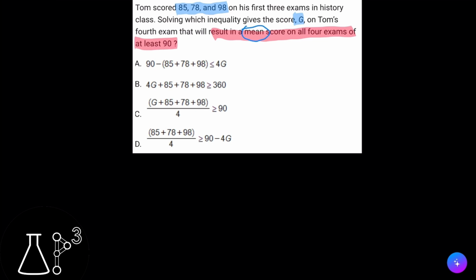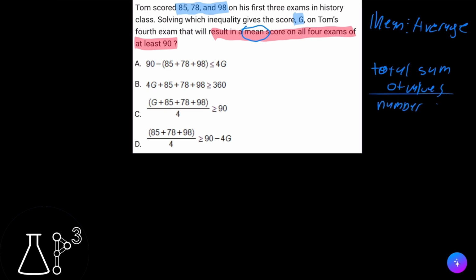So notice the word mean. Mean is average. And how do you get the average? Well, you get the average by adding up the total sum of all values, and then dividing it by the number of values used. So for example, I have the values of 85, 78, 98, and G. How many values do I have? 4. But the total number is 85 plus 78 plus 98 plus G.